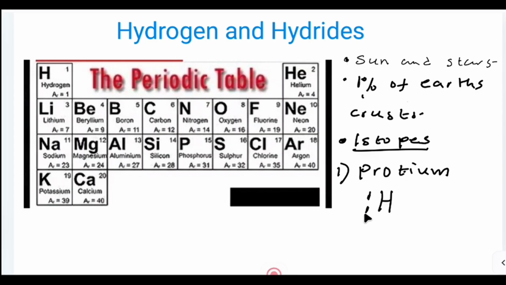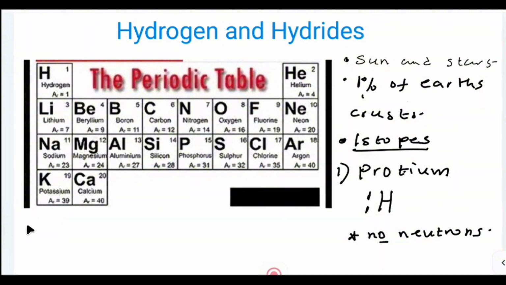Protium has one electron and one proton. Protium has no neutrons, and this is very important. It only has a proton and an electron.